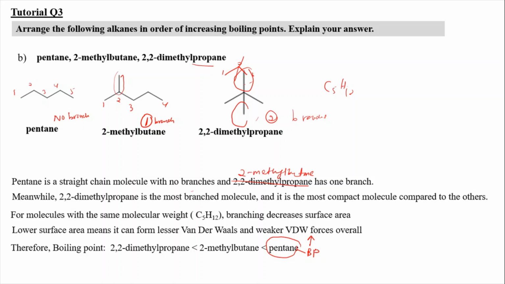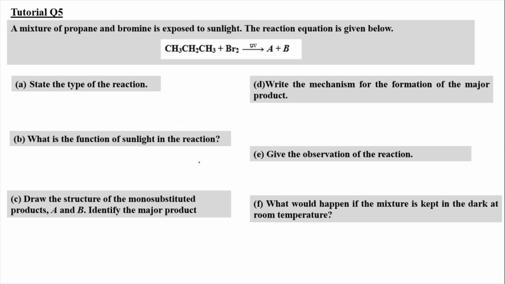All right. Now we go for the tutorial question 5. So for question 5, a mixture of propane and bromine is exposed to sunlight. So propane is an alkane, and the equation is given here. So alkane reacting with bromine in the presence of UV, and they will give two possible products here.